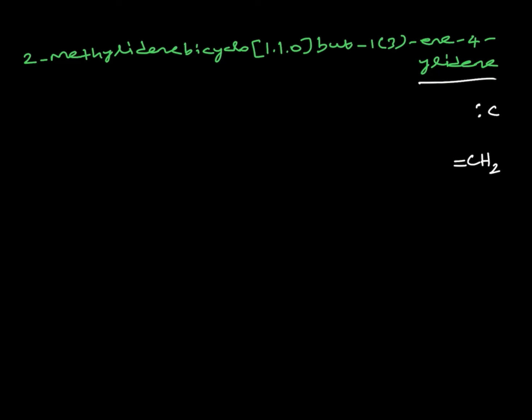So let's write down the basic skeleton first. Plus 2 means that we have a 3-membered ring. Here also plus 2, that means we have a 3-membered ring again, and then the value of z is 0, that means we have a fused bicyclic ring. So 2 3-membered rings fused together.